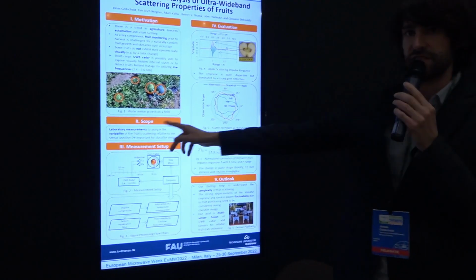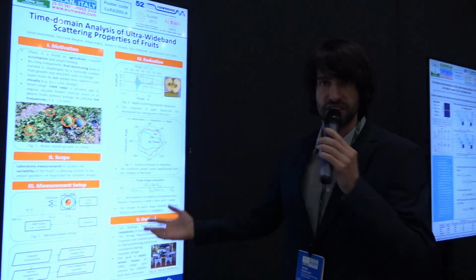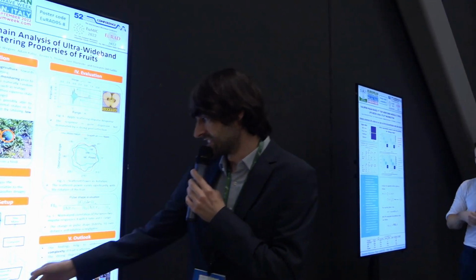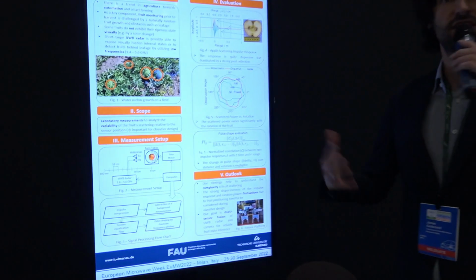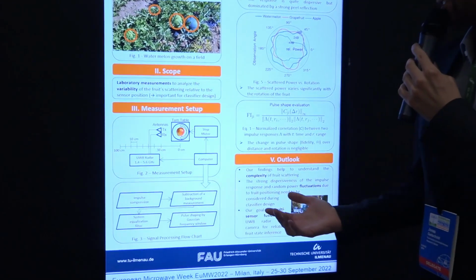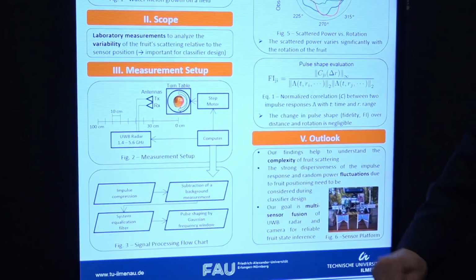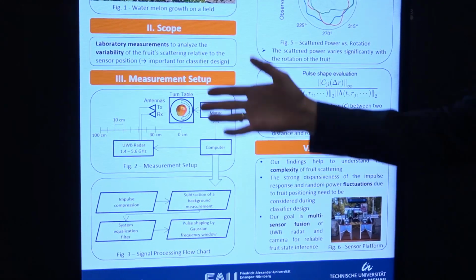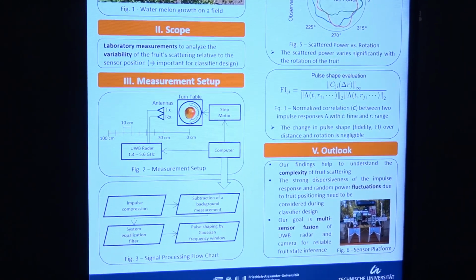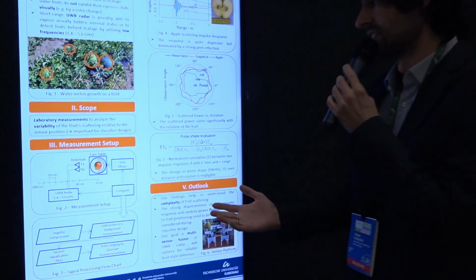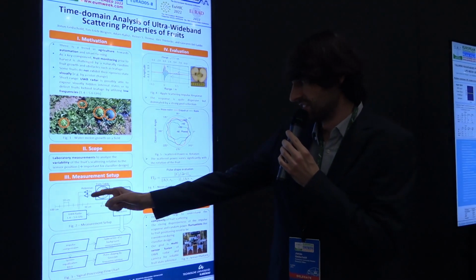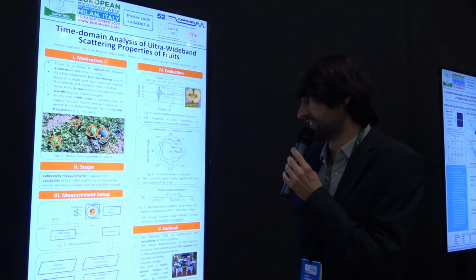So we acquired lots of data to analyze the dependency on distance and rotation. And we did some pre-processing to make sure that we only analyze the effects of the fruits and not of the setup, of course. So we need to perform some background measurement, which is quite easy for the setup, where we simply remove the fruit to get the background. We did some system equalization to be sure that the backscattered signal is not distorted, for example, by the antennas.